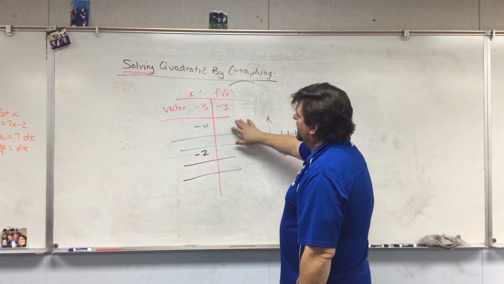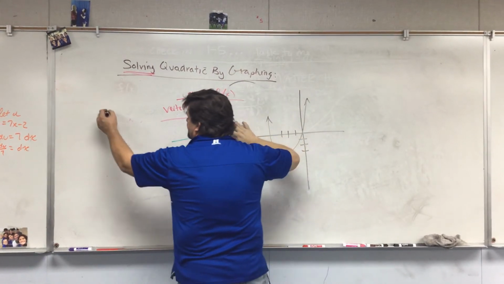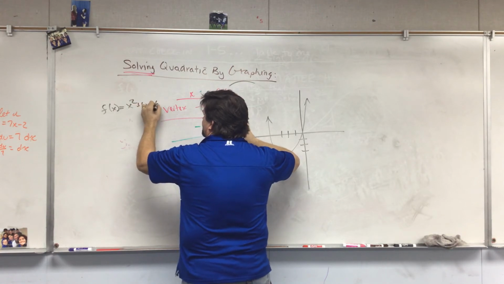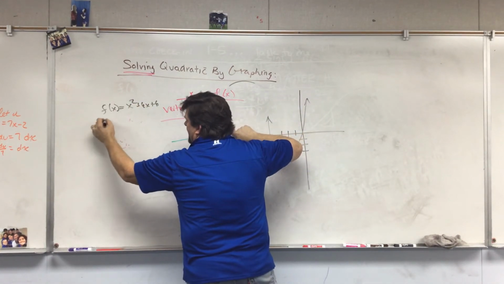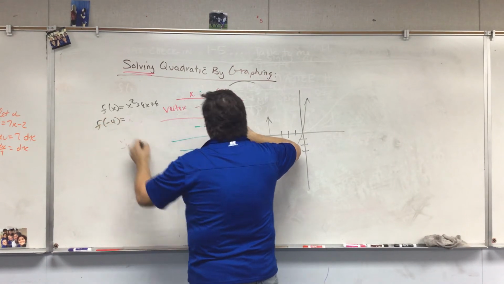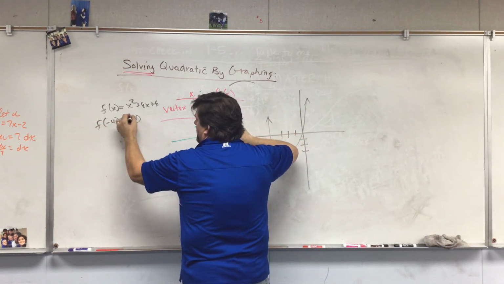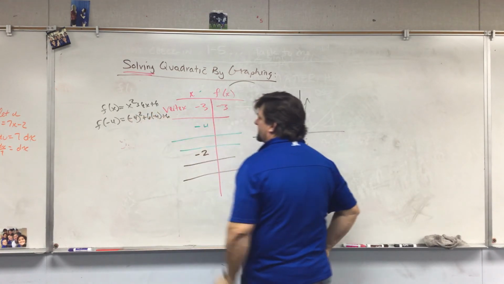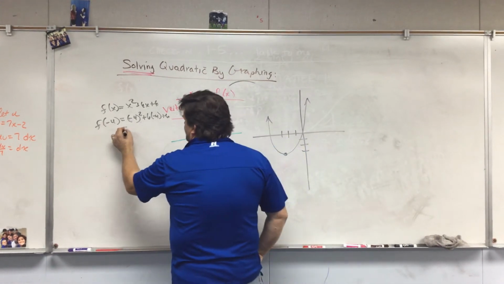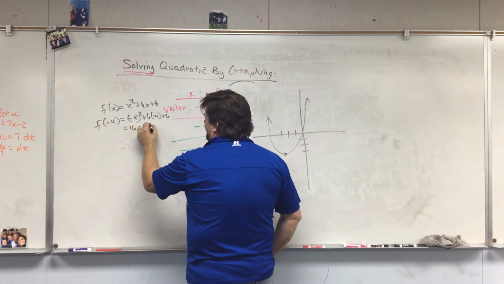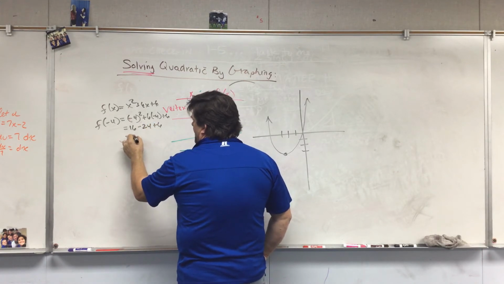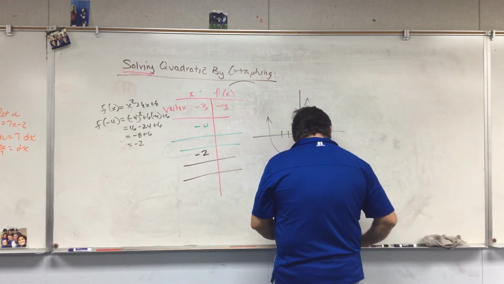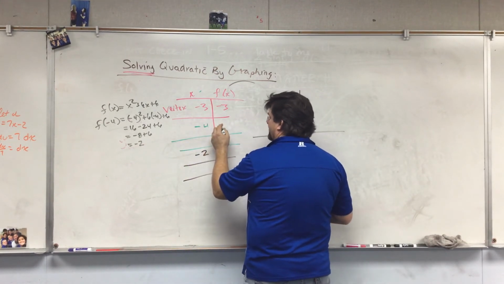So we are f of x is equal to x squared plus 6x plus 6. So if I plug in negative 4, I get f of negative 4. And you can use your calculator for this, guys. Negative 4 squared plus 6 times negative 4 plus 6. All right. So we get 16, negative 24 plus 6. I get negative 8 plus 6. So this is negative 2. So at negative 4, I get negative 2.